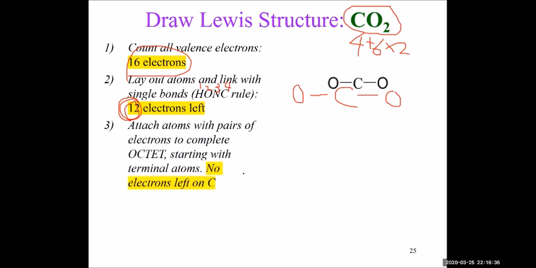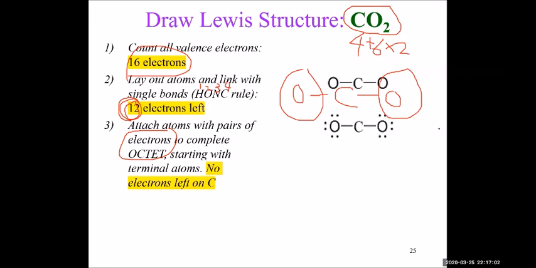Next, step 3: attach atoms with pairs of electrons, using the remaining valence electrons. We have 12 left. Start with the terminal atoms, meaning the oxygen first, and make them octet. This is what it looks like. Remember, this is 2 electrons here, and besides these 4, we have 12 electrons. Those 12 electrons will go on the terminal oxygens, making them octet first.